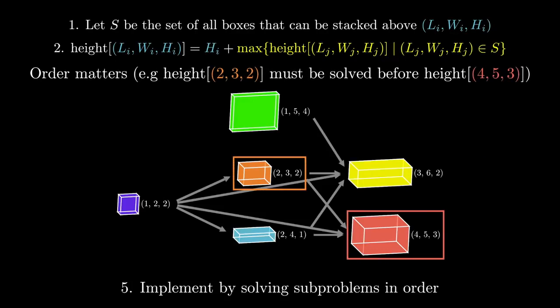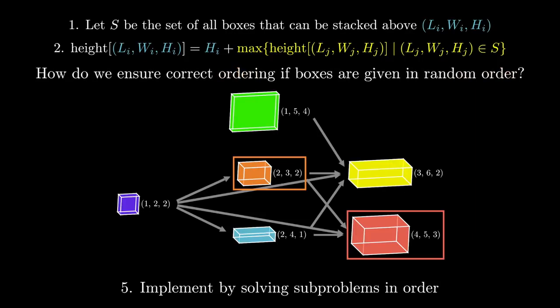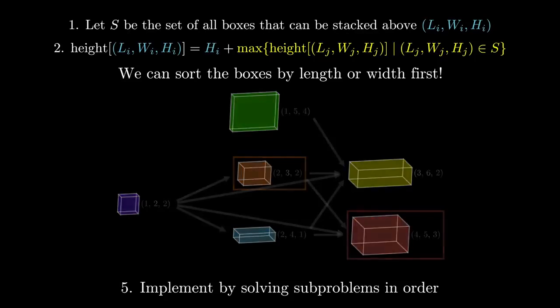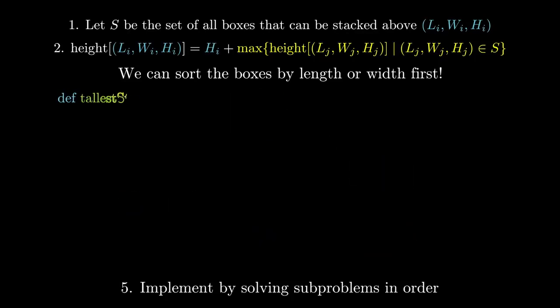So the next question is then, how do we ensure a correct ordering if boxes are given to us in a completely random order? Well, we know that the boxes that can be stacked on top of each other are entirely dependent on the length and width of the boxes, with larger lengths and widths generally being able to have more boxes stacked on top of them. Therefore, a natural way to ensure we solve subproblems in the correct order is to first sort boxes by length or width. With this final piece in place, we are now ready to implement the solution.